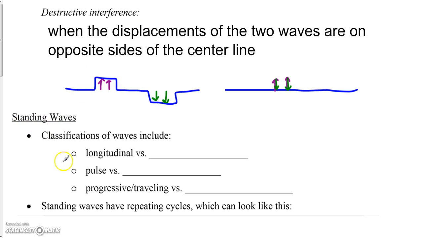Now, so far, we've learned about different ways of classifying waves. Those included longitudinal versus transverse. We also said we can classify waves as pulse or continuous. And another word for continuous that we use for waves is periodic waves. And there's one final distinction or classification we can make. Before we write it down, let's take a look.